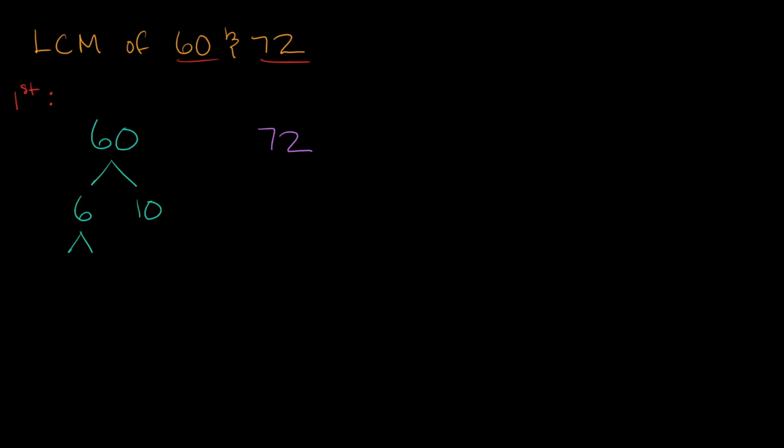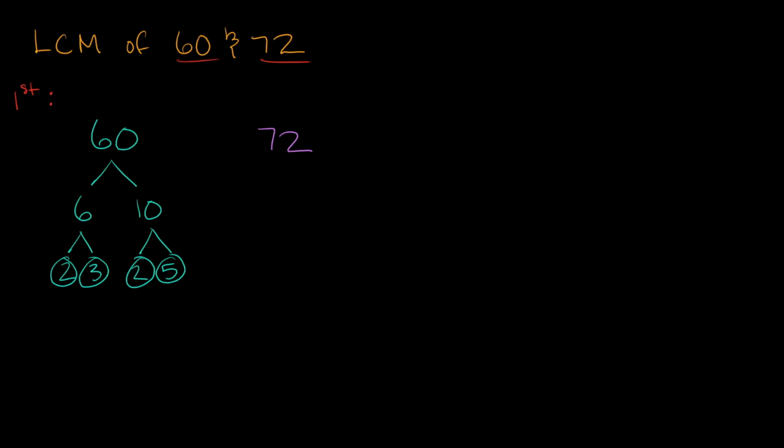So 6, I can break that down into 2 times 3, and 10, I can break this down into 2 times 5. All right, now do I have any prime factors? Yes, all of these are prime factors, right? 2, 3, 2 again, and 5. Okay, so there's nothing left to break down, so I'm done here.